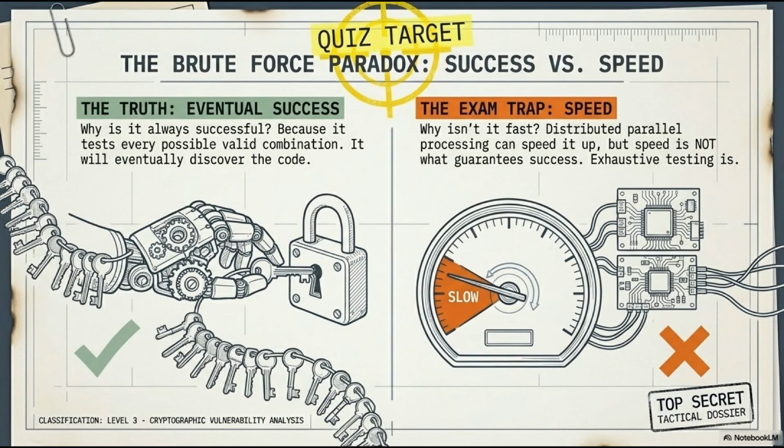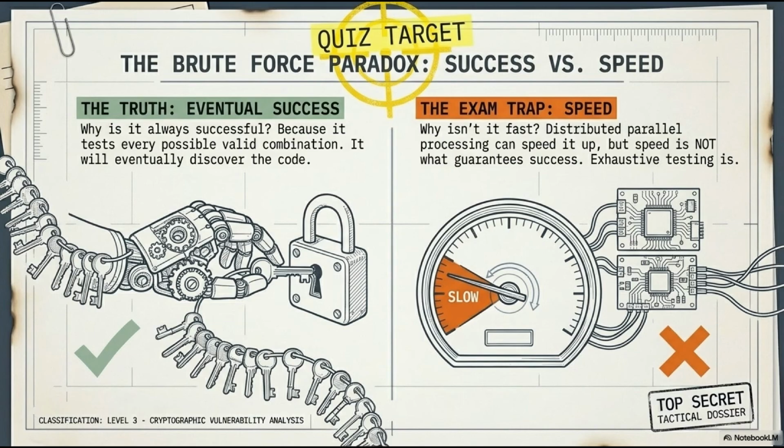Like, you can speed it up. Sure, you can use distributed parallel processing environments, hook up 1,000 computers, but speed isn't what makes the attack successful. Exhausting every single combination is what makes it successful. Right, speed is just an optimization of the hardware. The success is purely mathematical exhaustion.